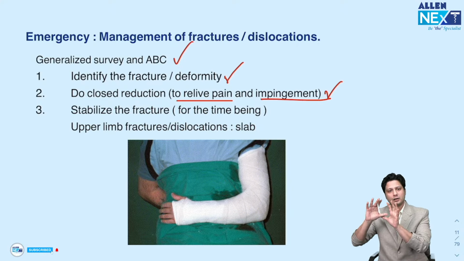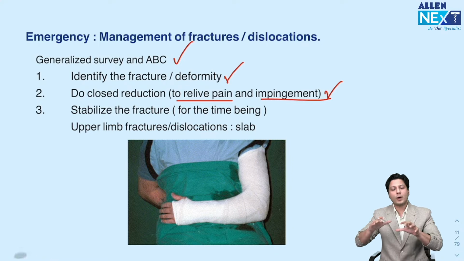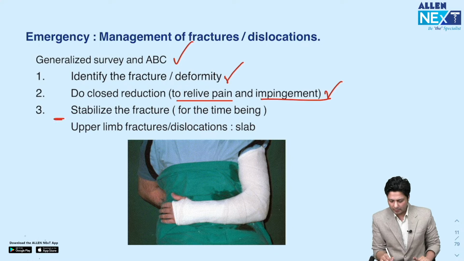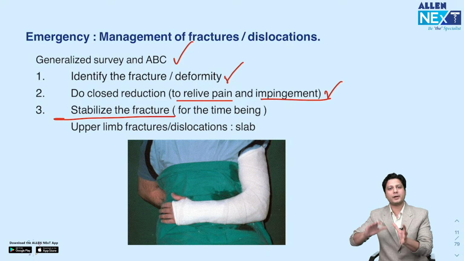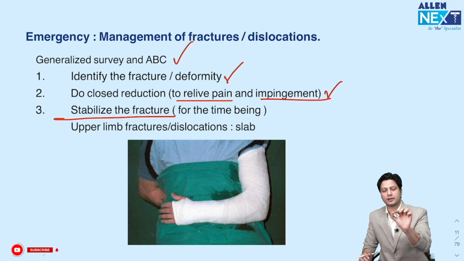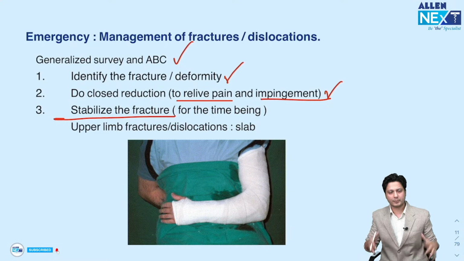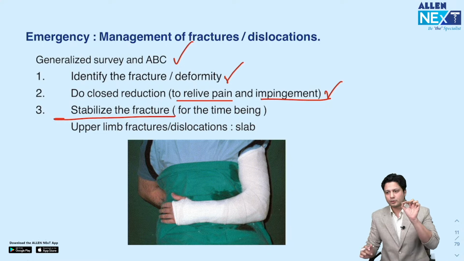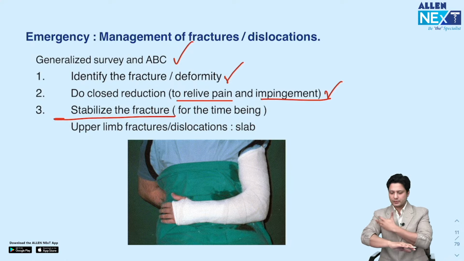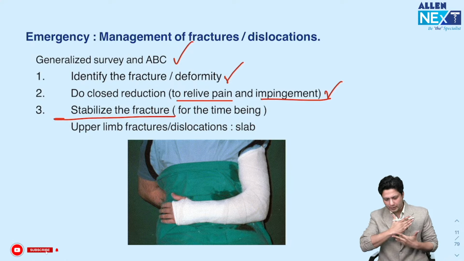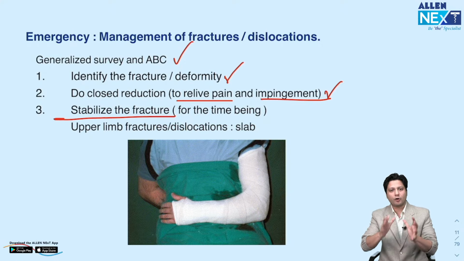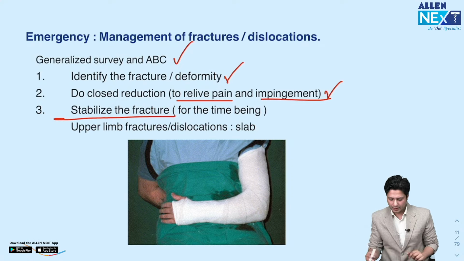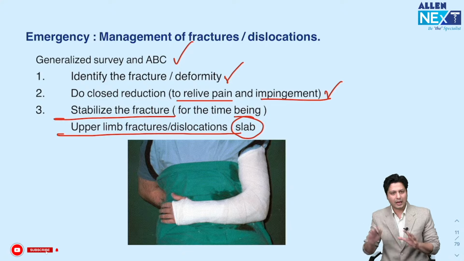Once the reduction is achieved, then you have to immobilize or stabilize the fracture for the time being, temporary stabilization. Now that temporary stabilization is something which they are asking. Now this is what they are asking you in that question, that temporary stabilization, how to achieve it. You know, for upper limb fractures, it is just a hemi-circumferential application of a support in the form of a slab, which could be above elbow, below elbow, based upon the fracture which is there. Okay? So for upper limb, it is the slab application.